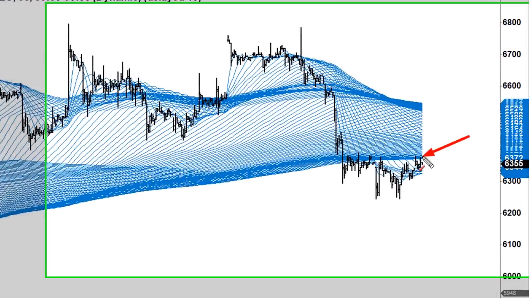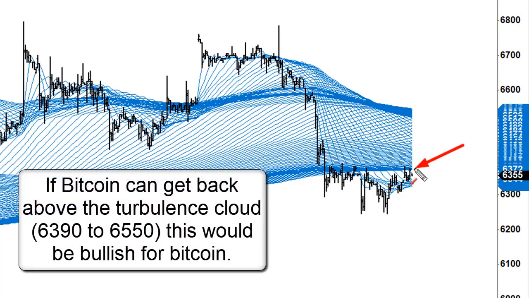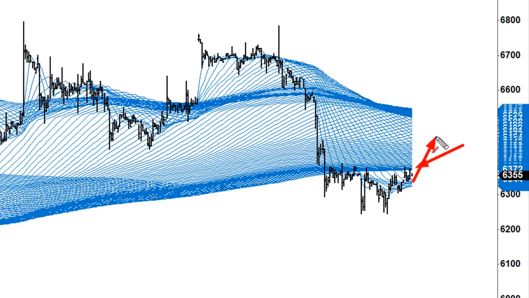This level of turbulence right here, this thick level of turbulence, is about the 6,390 level. But that's not enough. Bitcoin must manage to get above into the cloud and also manage to rescue itself out from the thick level of turbulence right here, okay? That's actually at the 6,550 level. Bitcoin must manage to get back above 6,390, but more importantly, it must manage to get back above this thick level of turbulence right here at 6,550.